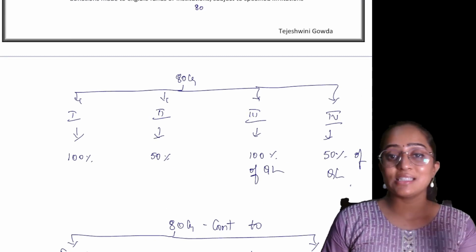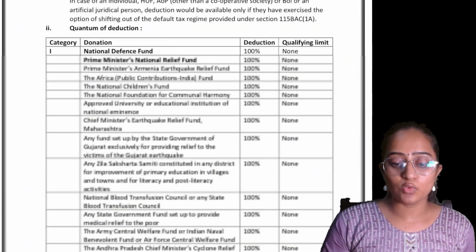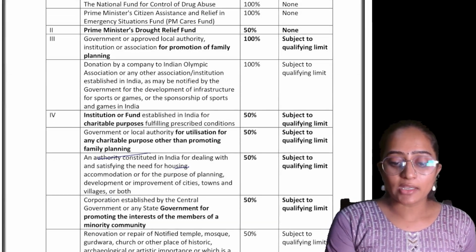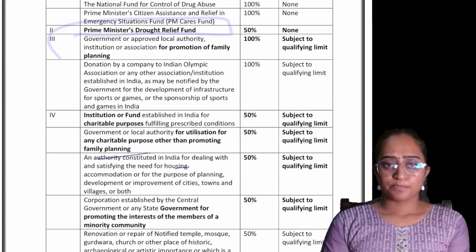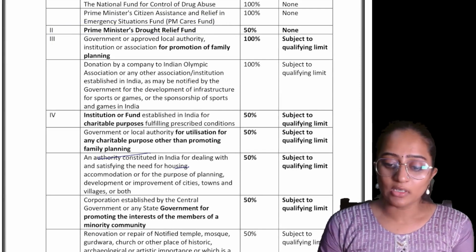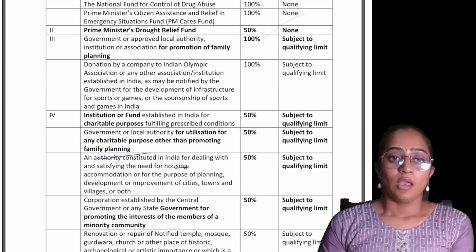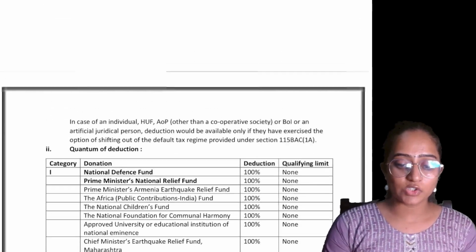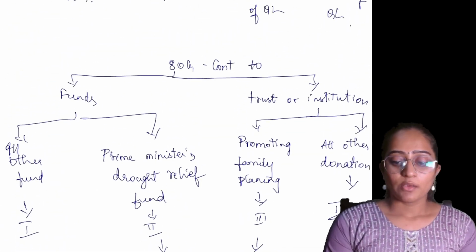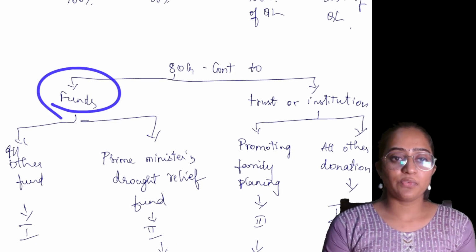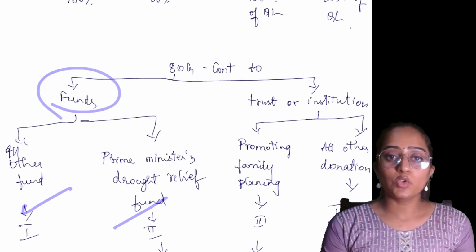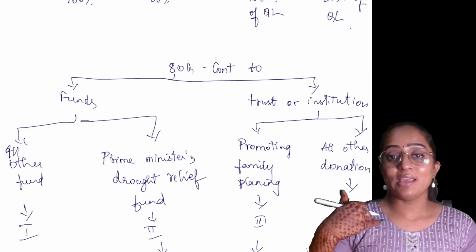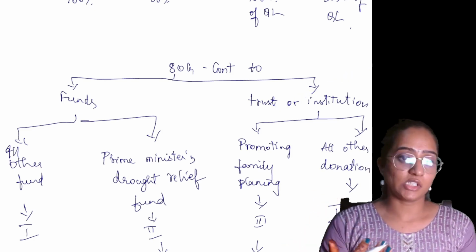How to remember the list in category 1, 2, 3, and 4 is very simple. First, come to category 2. You have only one in that: Prime Minister's Drought Relief Fund, and that is going to be 50%. Category 1 and 2 primary classification goes with the funds. Category 3 and 4 primary classification is you making any donations or contributions to a trust or institution.